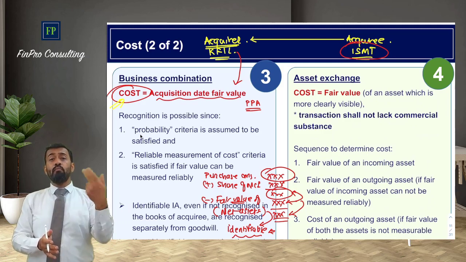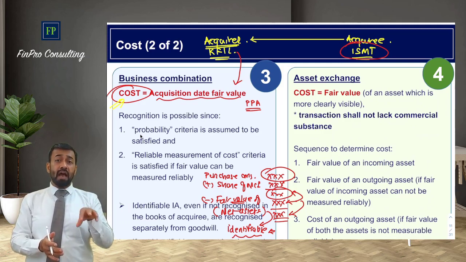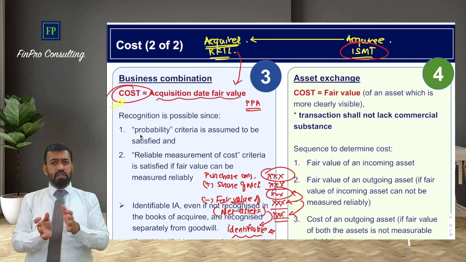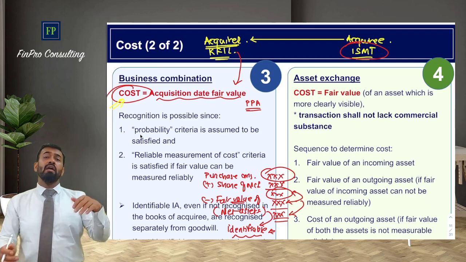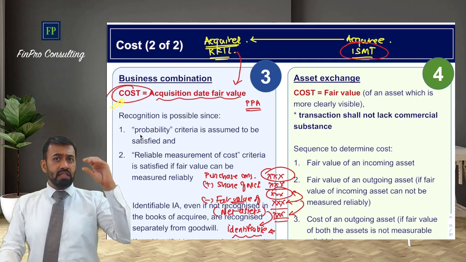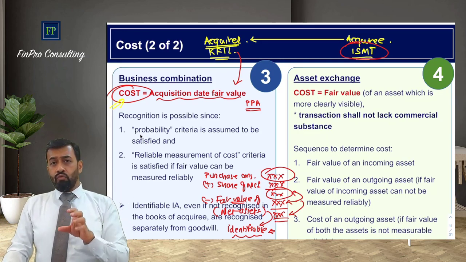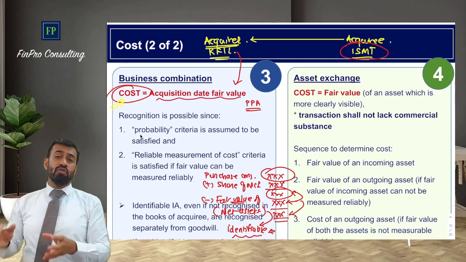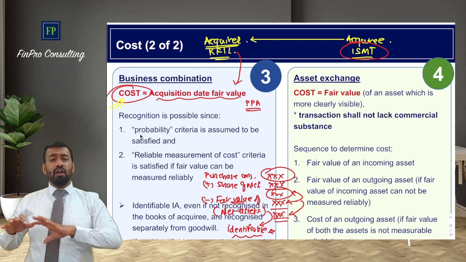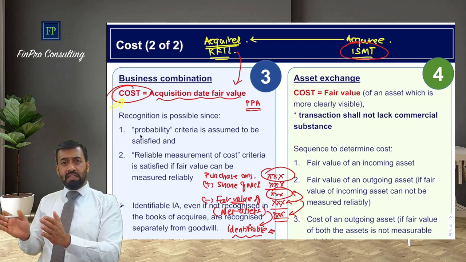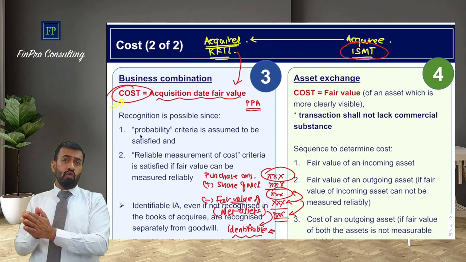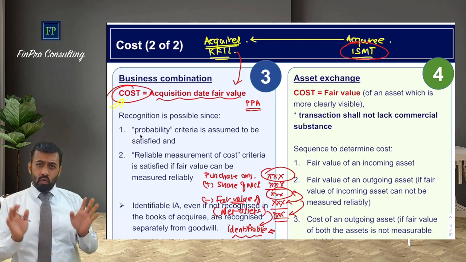Correct? However, brand can be considered identified separately from the goodwill. It cannot be subsumed as a part of goodwill, and that's why you will consider brands, customer list, patents, etc. separately, but then skilled workforce or market share cannot be identified separately as asset. Those will be subsumed as a part of a goodwill itself. Alright, are you with me everyone?